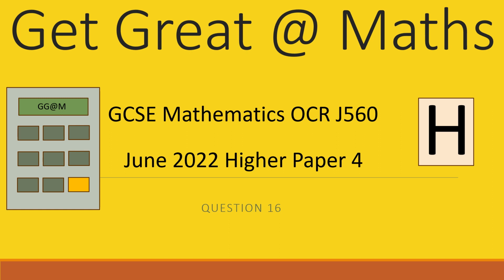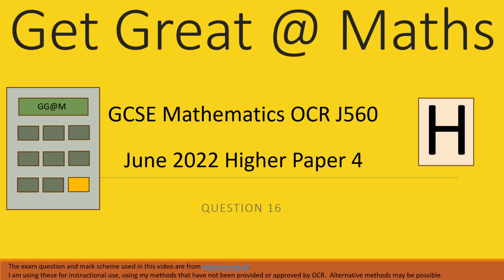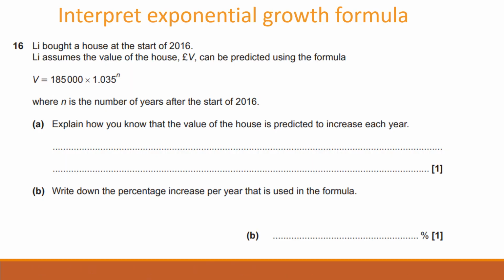Today's video is from the GCSE Mathematics OCR J560 exam paper, the June 2022 series on the higher tier, paper 4, and we're going to be looking at question 16 from the calculator paper. Now question 16 is to do with interpreting exponential growth formula. In this question, there are quite a few words, but this type of question is pretty much a guaranteed question to come up on the paper 4 on the OCR exam board.